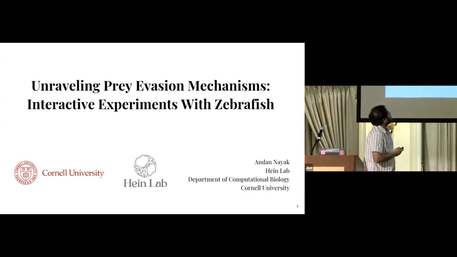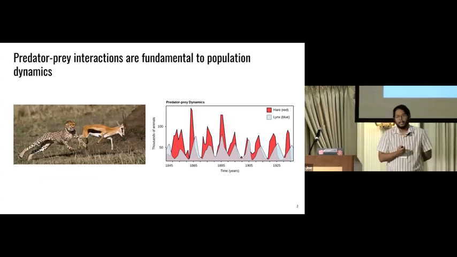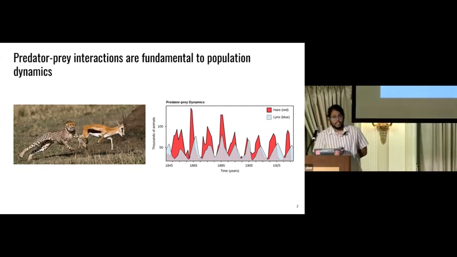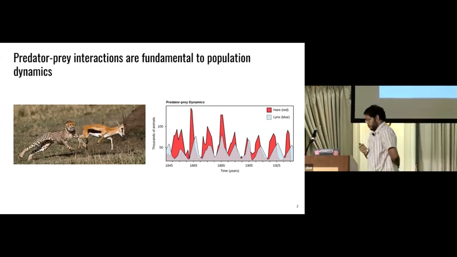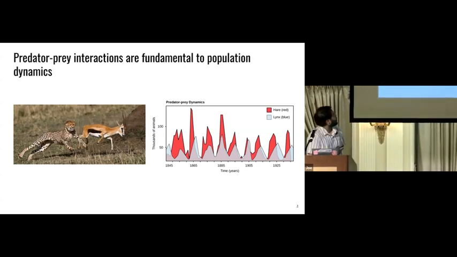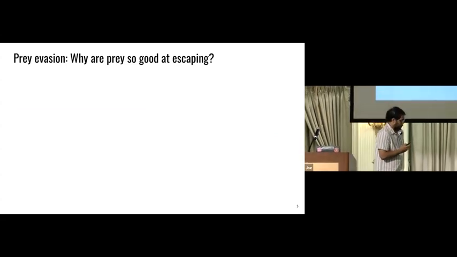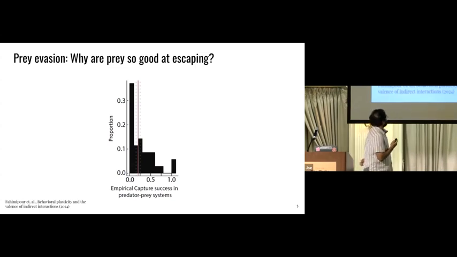So just to start, why do we even care about predator and prey interactions? Ecologists have been studying these interactions for generations at this point because of how critical they are to population dynamics. But if you look at these interactions on the level of individuals and groups, you see something very interesting. This is data from a recent paper from our lab and collaborators where they collated empirical data of predator success rates in the wild.